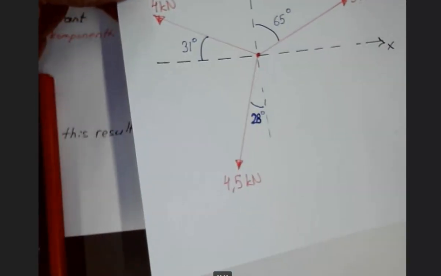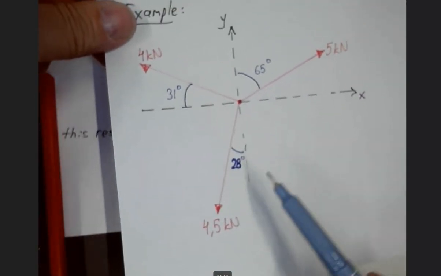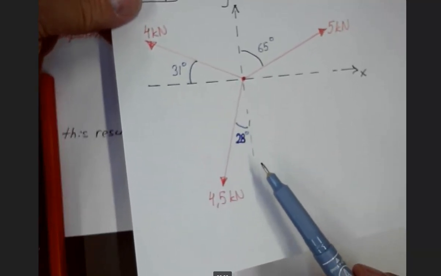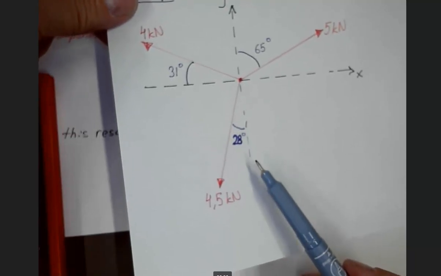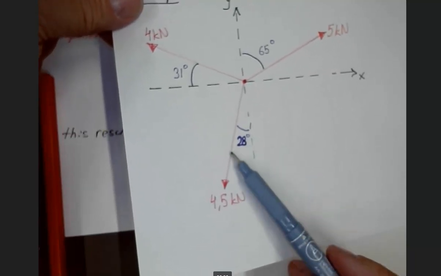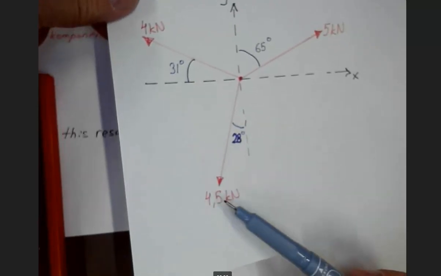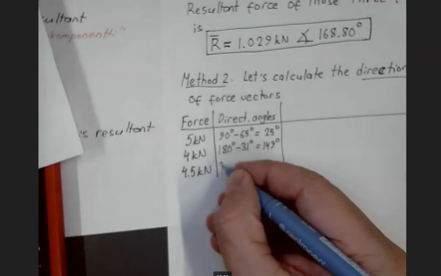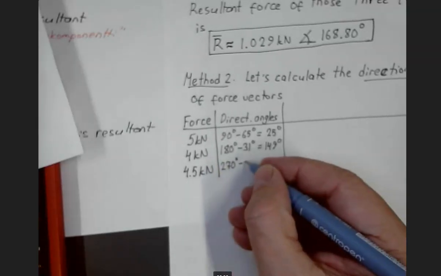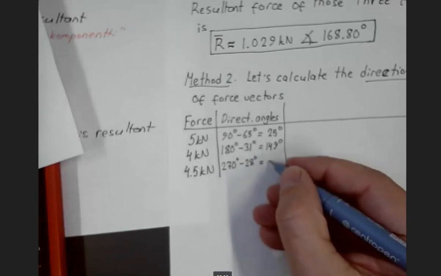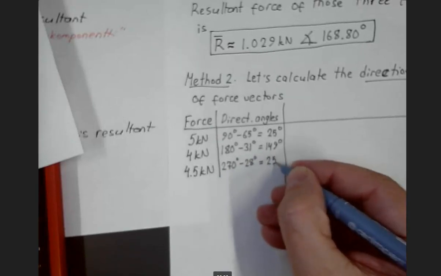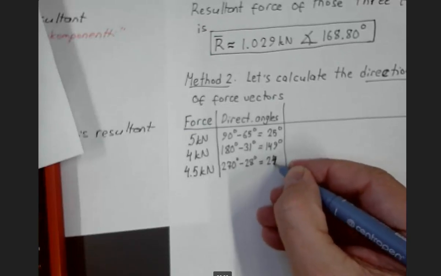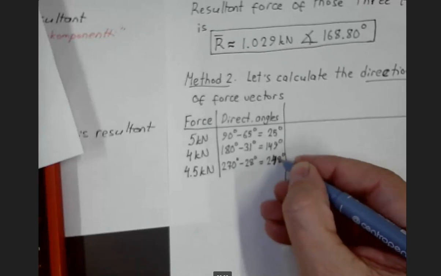And then this last force here that's pointing there, and as we saw, the direction angle of the negative y-axis is 270 degrees, and if we take away 28 degrees we will get the direction angle of this 4.5 kilonewtons. So 270 minus 28 degrees, so we get 242 degrees.